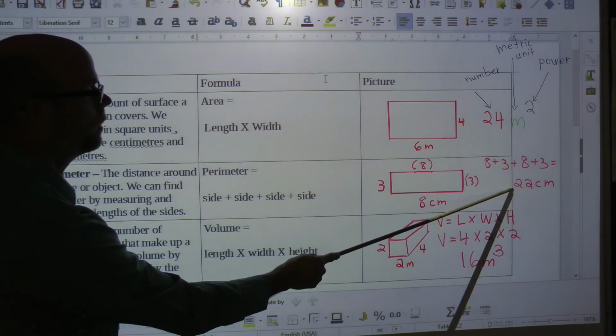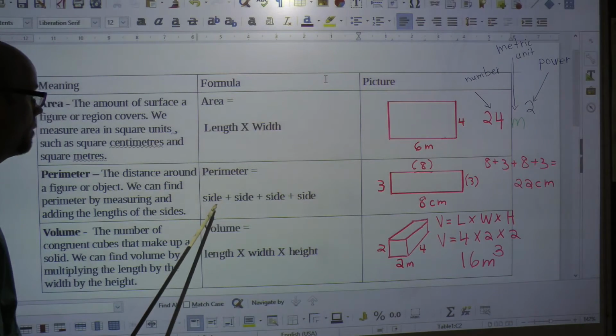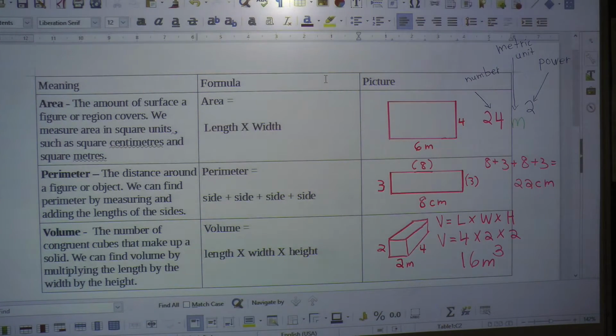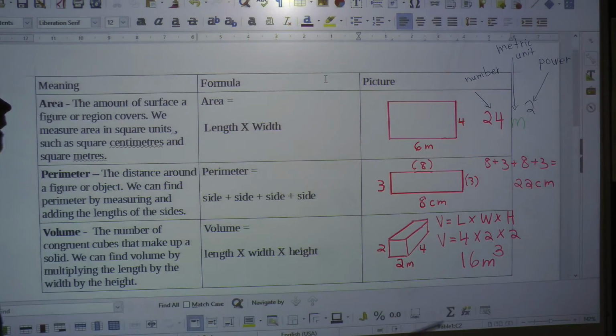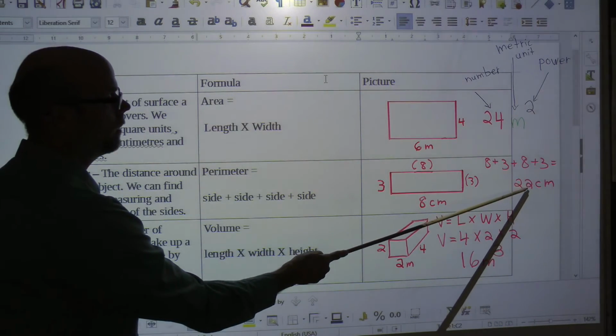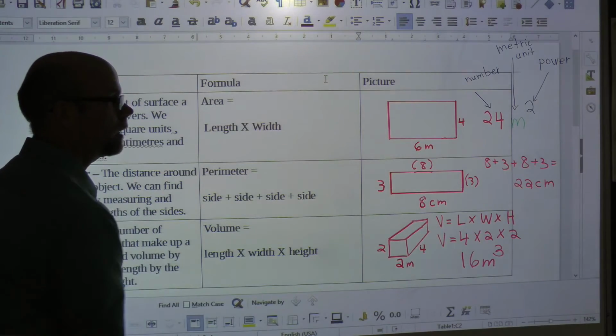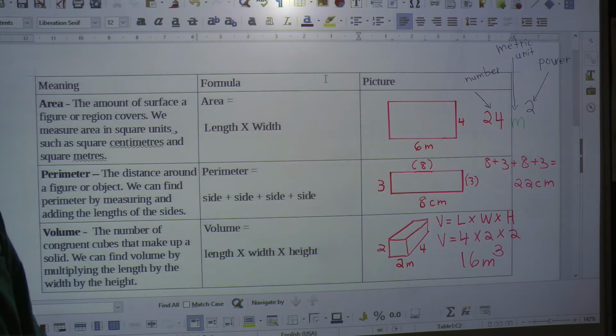Look at the answer for perimeter. The formula for perimeter is side to side to side to side. You add up all the sides. It's best to go clockwise or counterclockwise. Make sure you have all the sides included in your total. The answer here is 22 centimeters, not 22 centimeters squared. There is no power when it comes to perimeter.